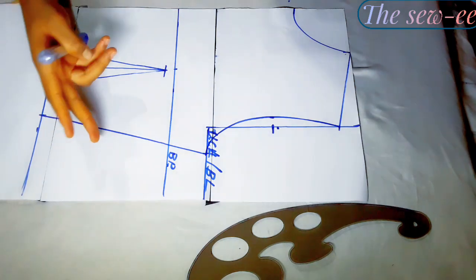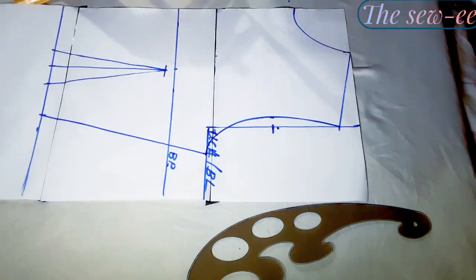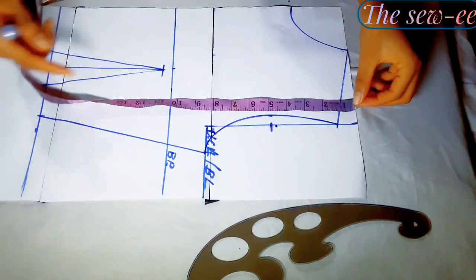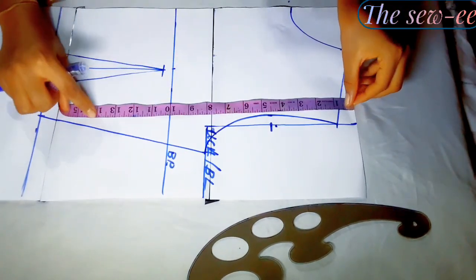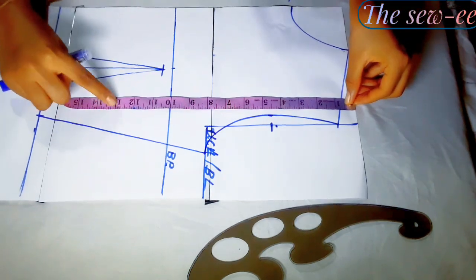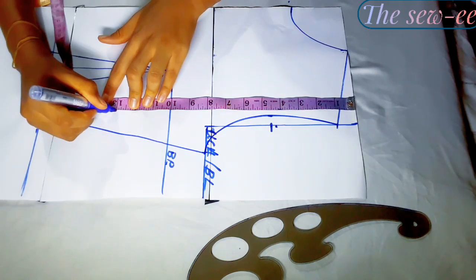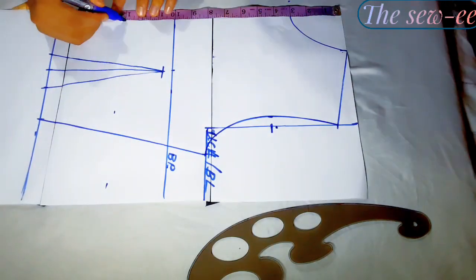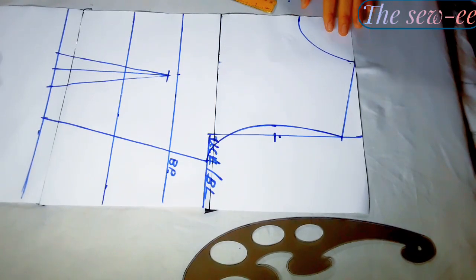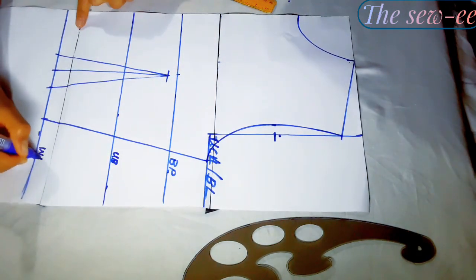For your corset, you need to add one more horizontal line here, and that line will be your under bust line. So you simply want to measure from your shoulder to under the bust. For me, I'll be using 13. So I'll simply label here under bust, and I forgot to label here waistline.